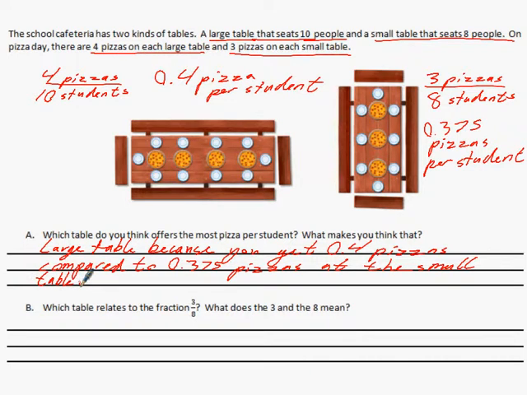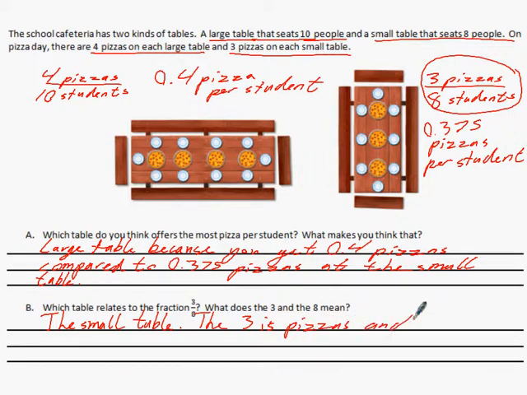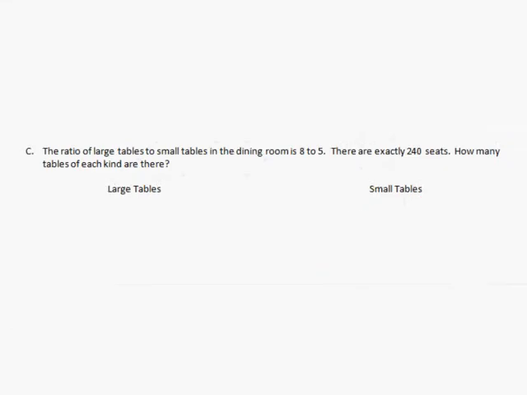B. Which table relates to the fraction 3 over 8? What does the 3 and the 8 mean? Well, if you see up here, we already made that fraction 3 over 8. So the small table, the 3 is pizzas, and the 8 is seats. Alright, let's see what else.